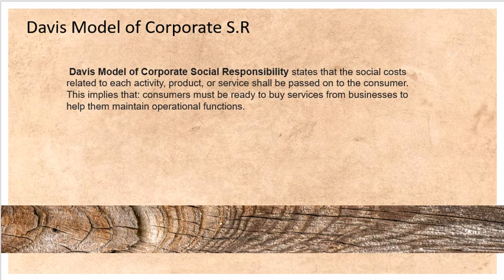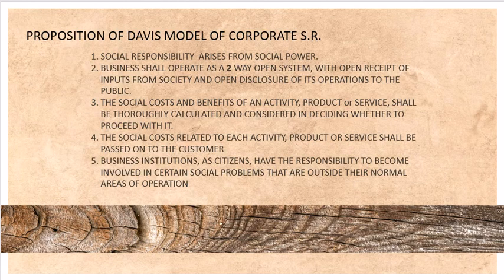So the Davis model is one of the list of 5 propositions that describe how and why business should adhere to the obligation to take action and protect and improve the welfare of the society as well as the organization. Usually, business must be willing to listen to what must be done to sustain or improve the social welfare. So there are 5 propositions in the Davis model of corporate SR that we will discuss.